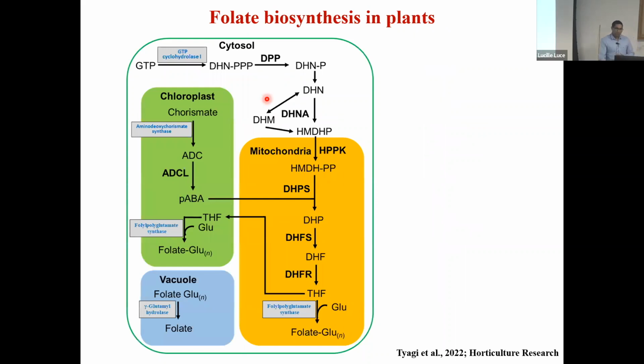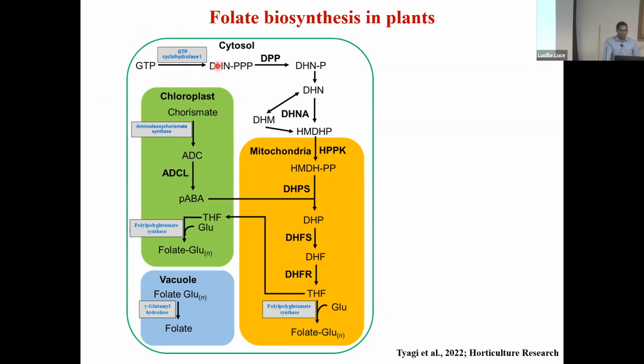So coming to the folate biosynthesis, folate is present throughout the plant cell in mitochondria, plastid, vacuole, and cytoplasm, but it is only synthesized in the mitochondria. GTP cyclohydrolase and aminodeoxychorismate synthase are the rate-limiting enzymes for folate biosynthesis, and they have been used in metabolic engineering to increase the folate content in different crops.